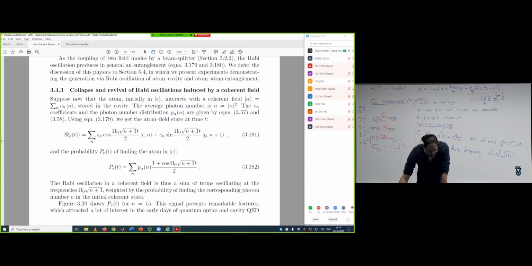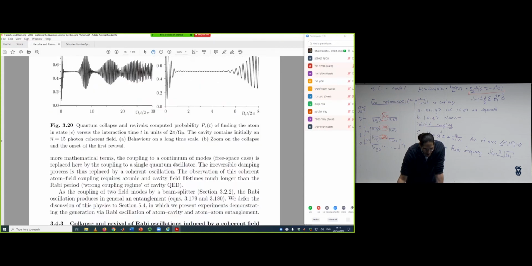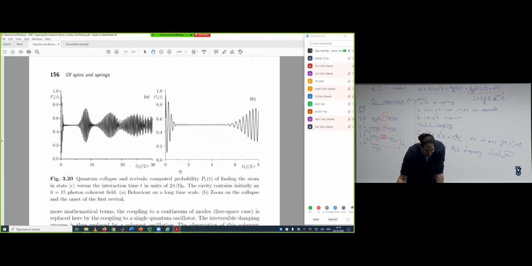And then you can see that each doublet here is evolving according to its different frequency. And what you're going to have is an interference of all these frequencies. You can calculate explicitly the probability of finding the atom in E. You have to evolve the wave function, and then you have to take out all the components that relate to E and add them up. And if you add these, this is what you get.